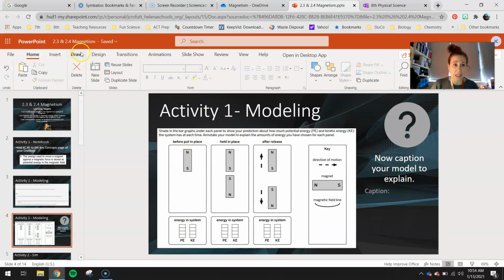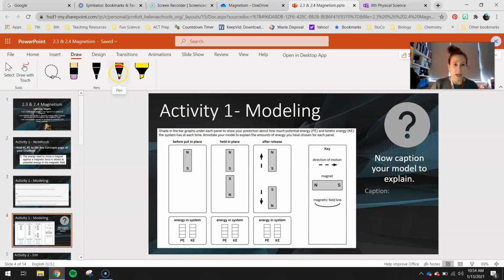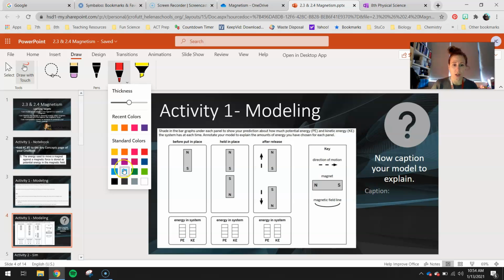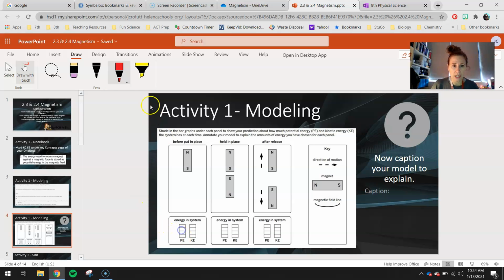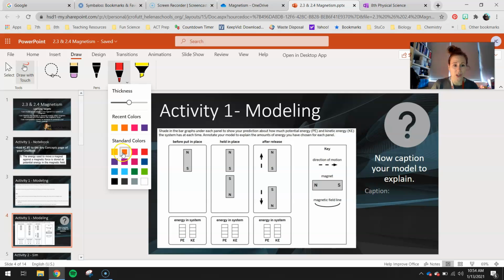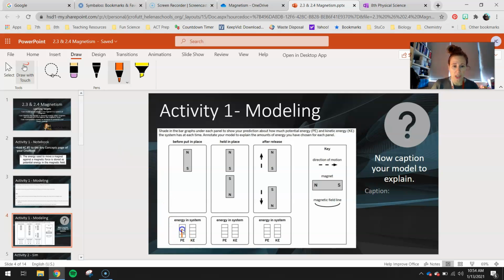So you guys will go ahead, click on your draw tool up here, choose a pen. You might need to click on the slide if your pens are not showing up. Once you click on the slide, they should show up that you can use them. And then again, you can change color if you choose. You guys will shade in these blocks underneath based on how much kinetic energy you think. If you choose to use a highlighter, that might work a little bit better for you. So you'll let me know how much potential or kinetic energy you think is in each of those. I'm just filling in random stuff right there, so don't copy that.